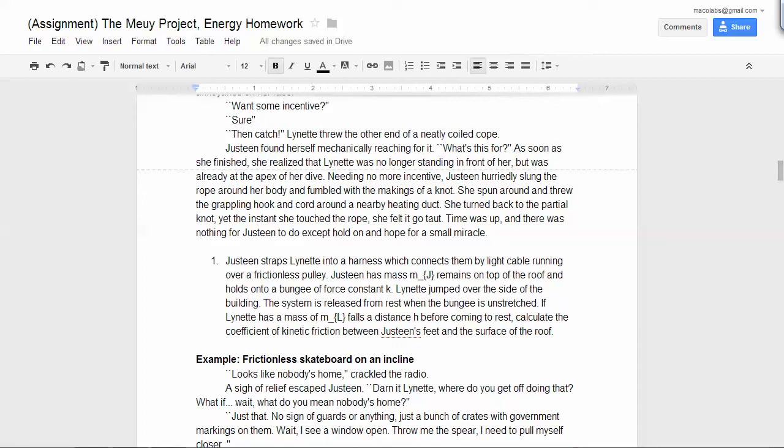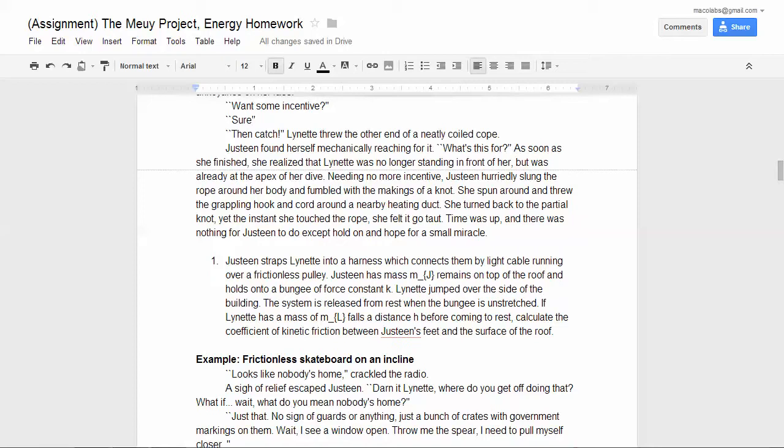Justine. Justine is a character in the story, and she straps Lynette to a harness. Lynette is the other character. There's three characters basically. They're all based off of friends of mine when I was going to college. Justine straps Lynette into a harness which connects them by a light cable running over a frictionless pulley.